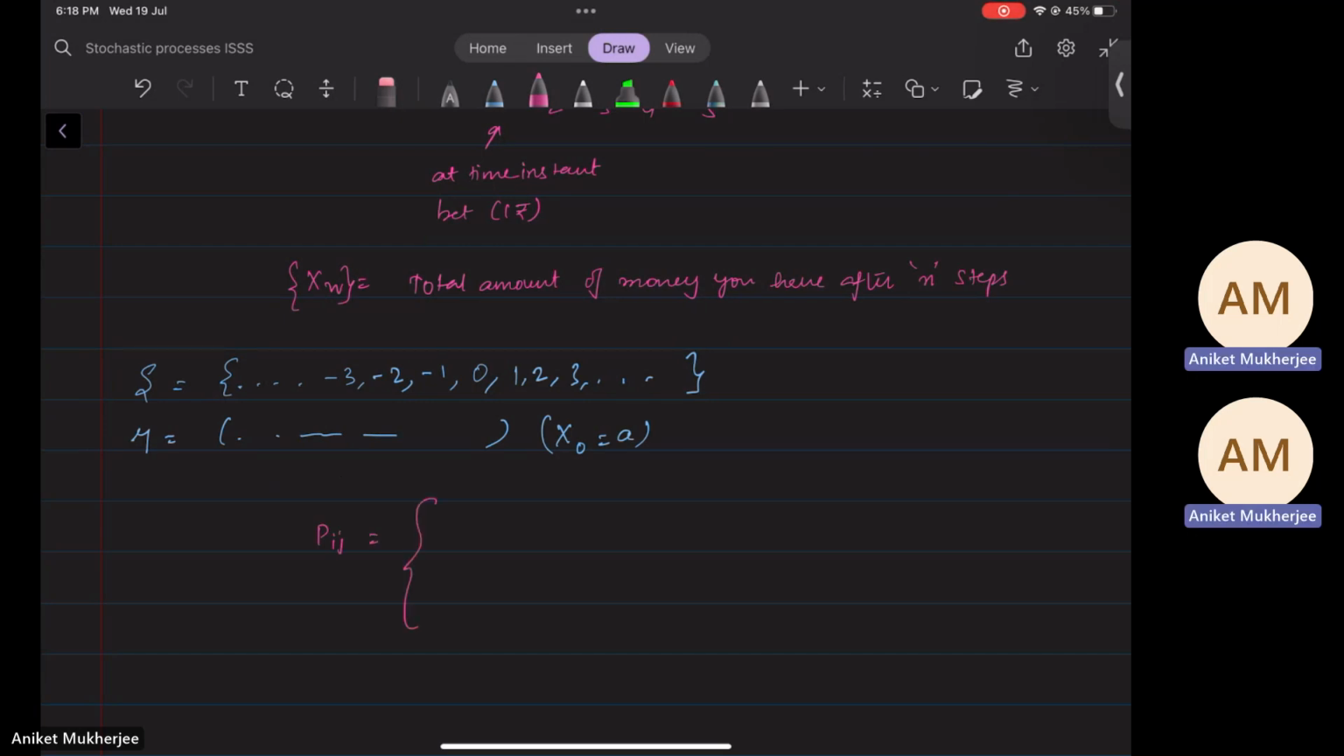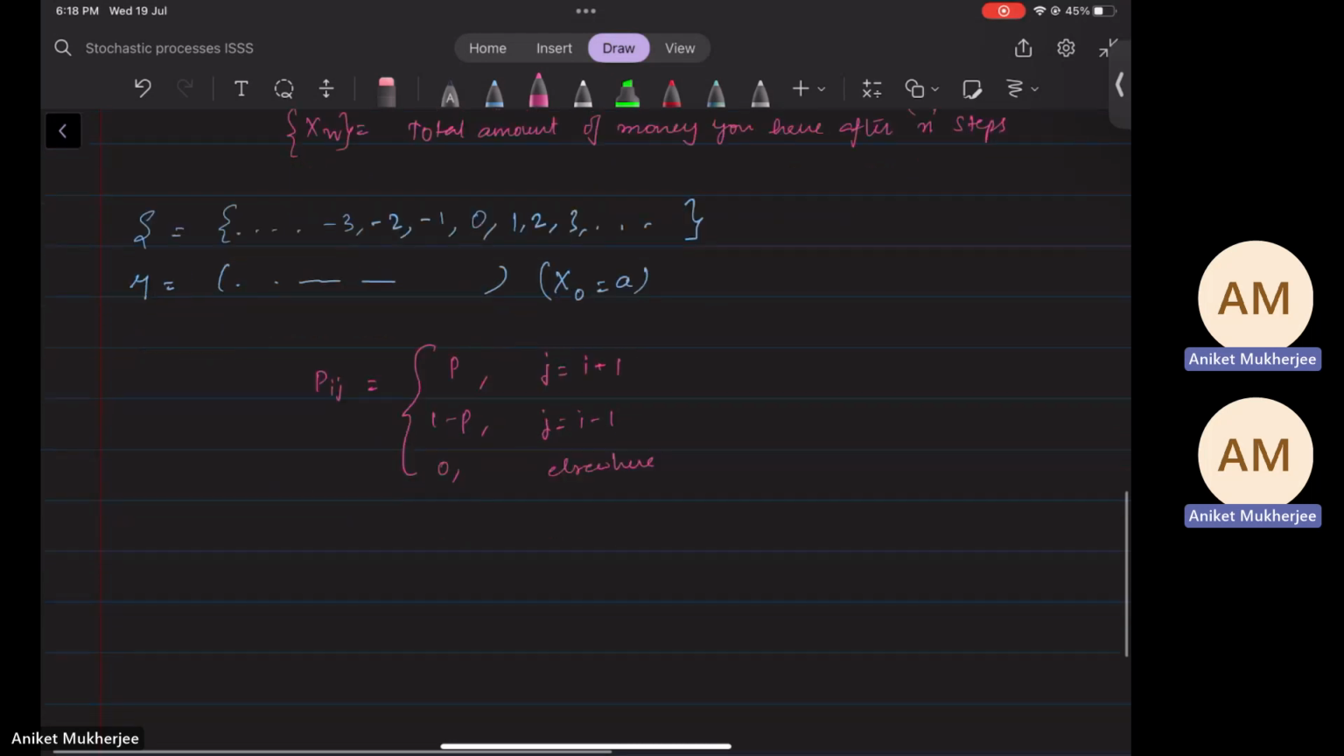So the P_ij are basically: with probability P you win, so you go from i to j equal to i plus 1. With 1 minus P you lose, you go back a previous step, so j equal to i minus 1. 0 elsewhere. Otherwise, you can't jump 2 steps forward or 2 steps back. You can go 1 step forward, 1 step backward. That is basically what a random walk is.